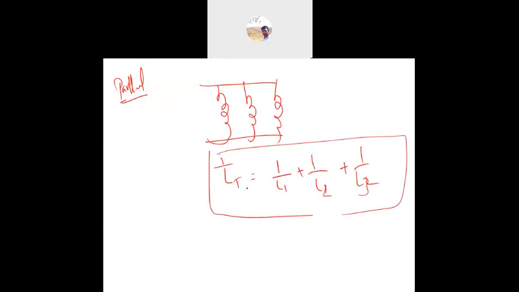There are some problems where you can deal with series opposing, series aiding and parallel circuits. Okay, thank you. This is the end of the session.